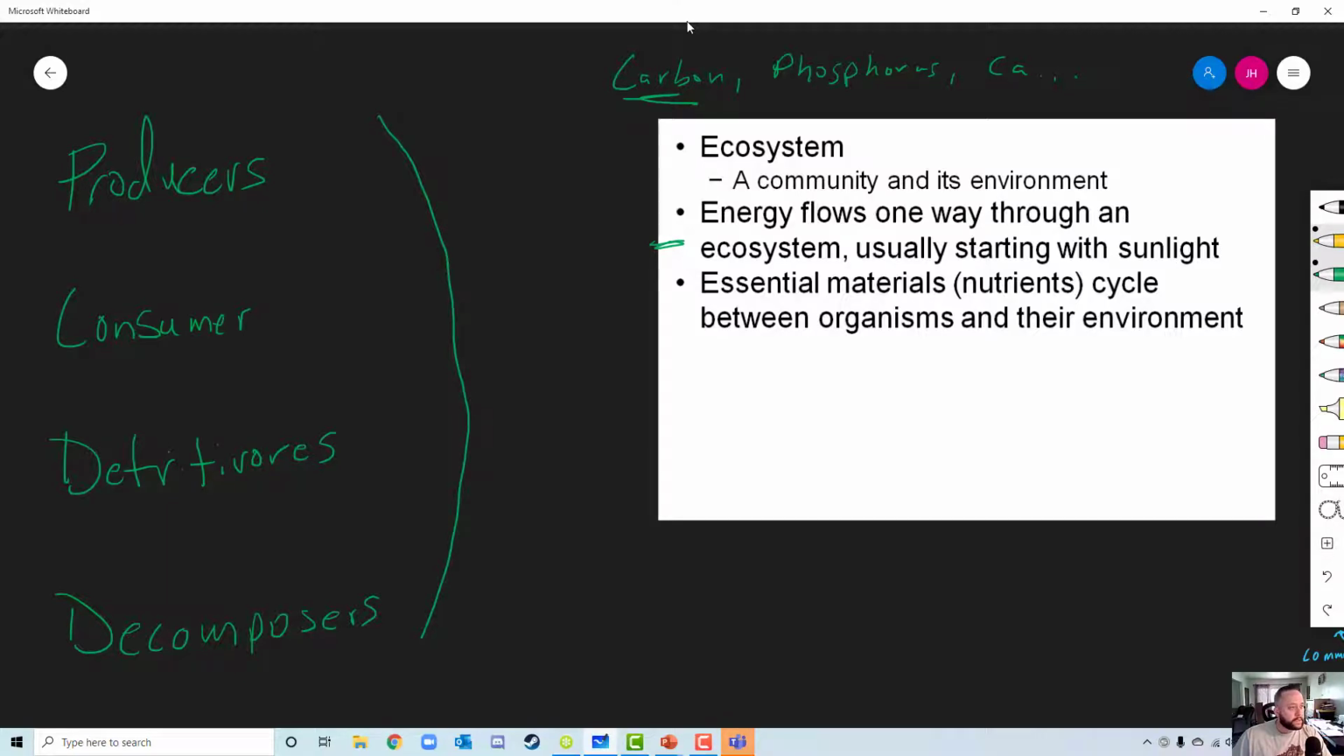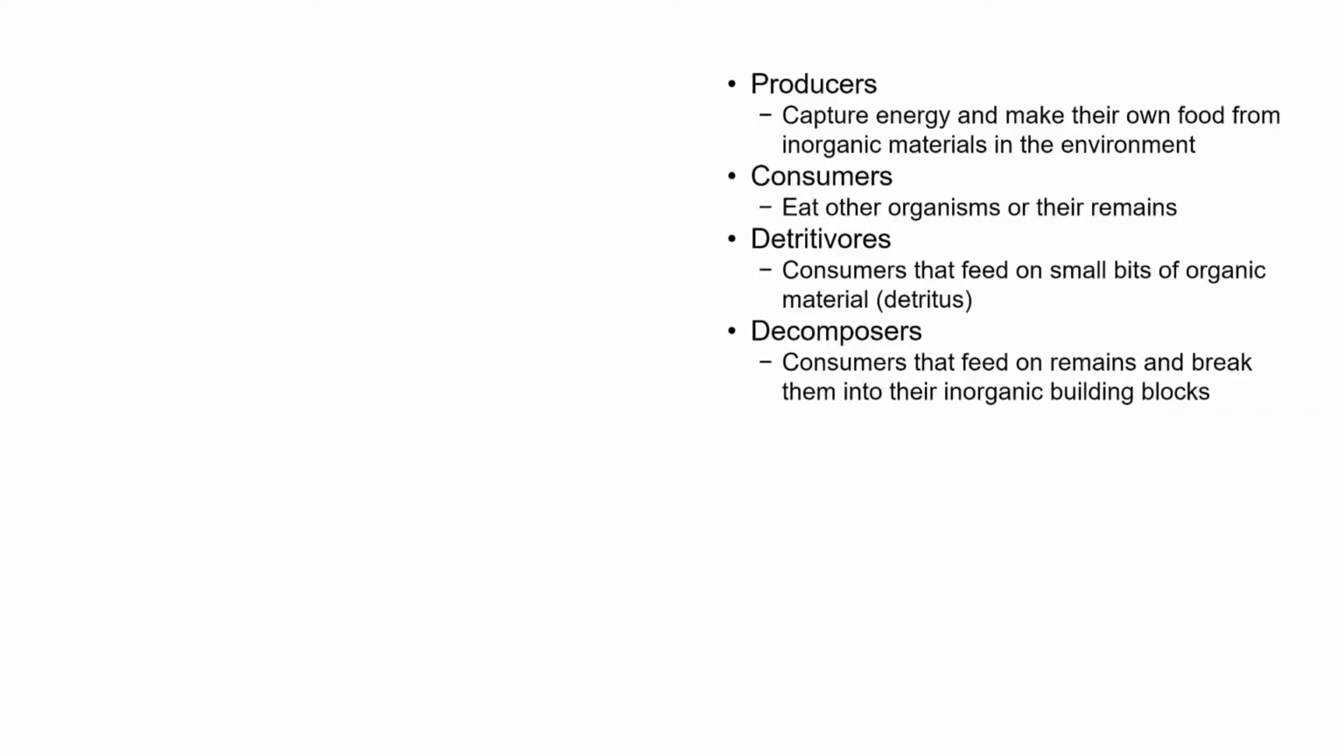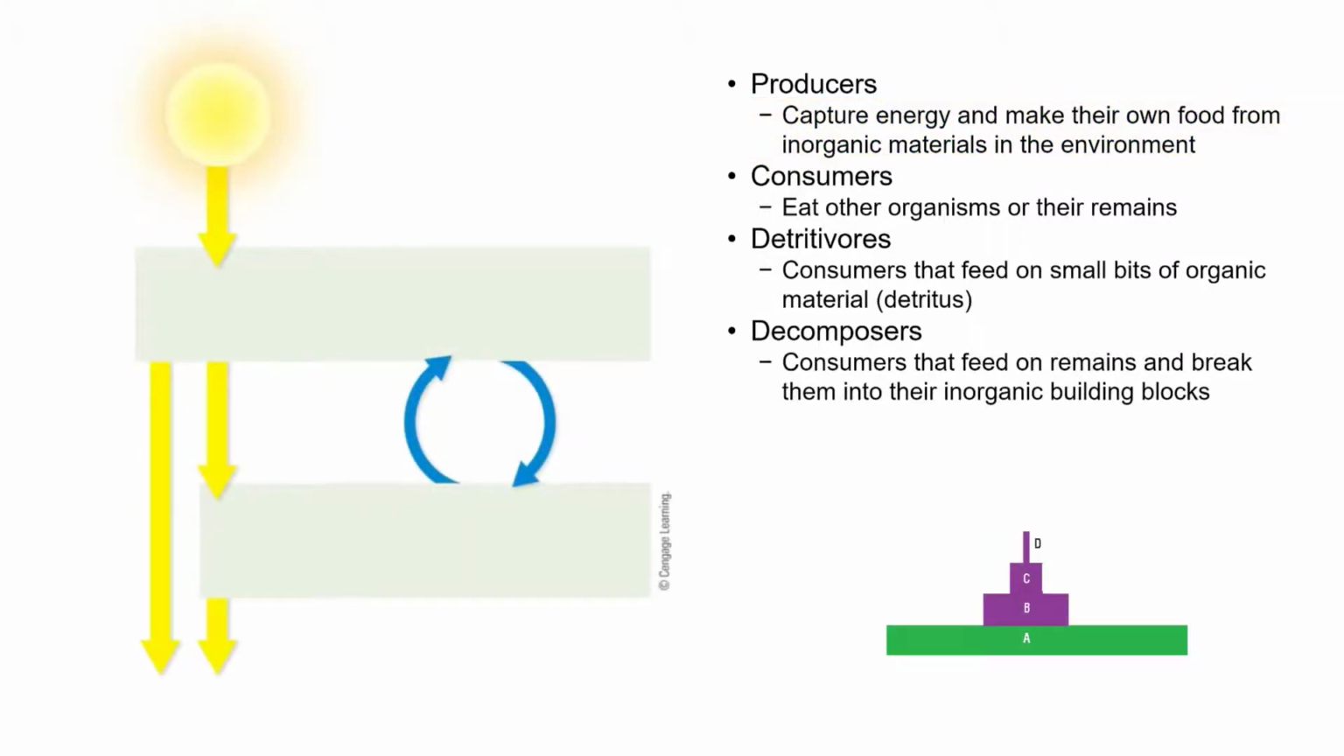So let's take a closer look at these guys real quick. Producers are worth noting. They make their own food. That's what makes them unique. They capture energy, whether it be from the sun or some other source, and turn that into a usable energy for themselves and for the animals and organisms that consume them. They're going to be at the bottom of our pyramid here. This is where the energy starts once it's taken up from the sun.